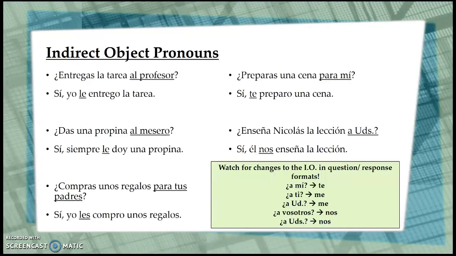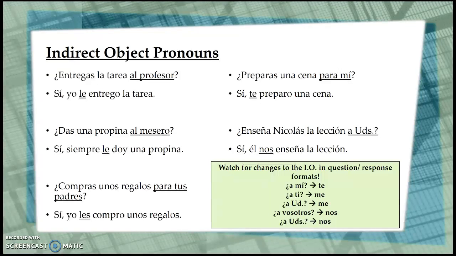¿Compras unos regalos para tus padres? Are you buying your parents some gifts? Sí, yo les compro unos regalos. Instead of saying para tus padres over and over, I simplified it to les.